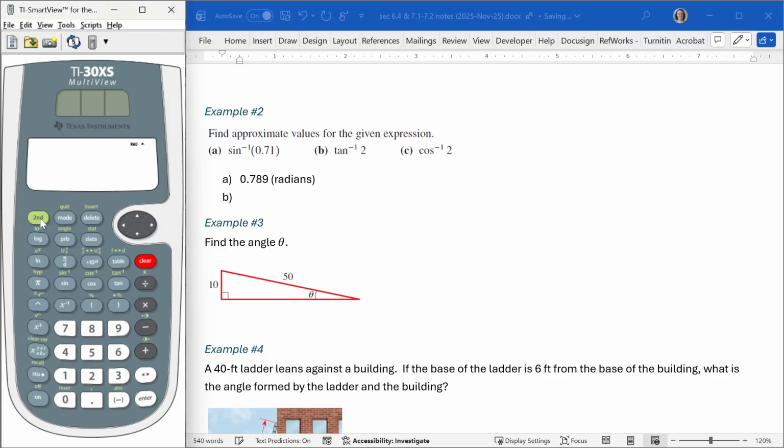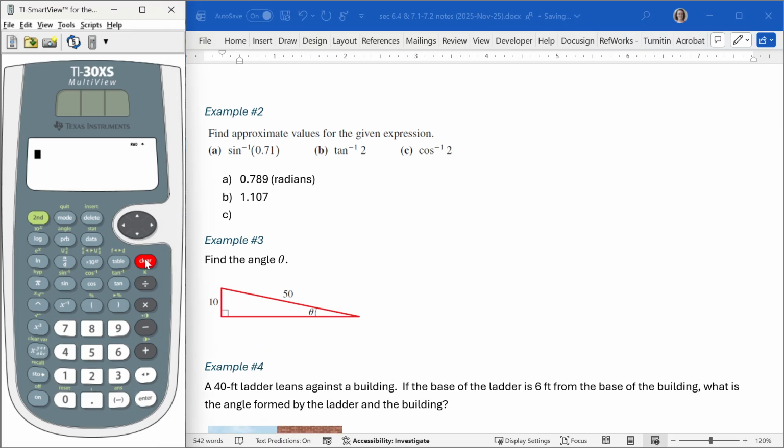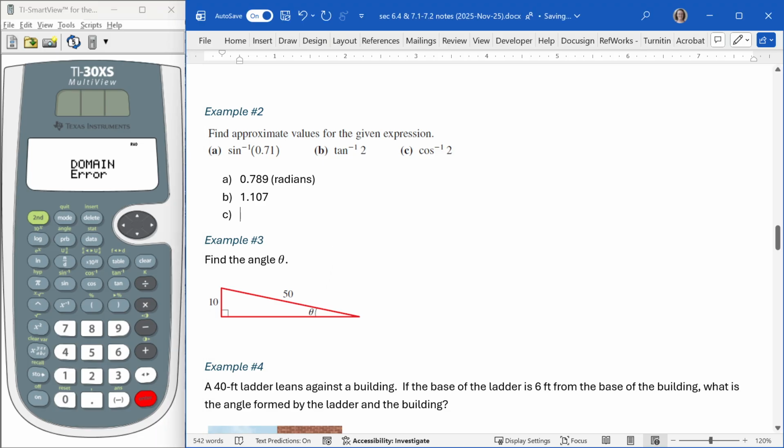All right, the next one is tangent inverse, so second tan, and I'm going to put 2. Okay, so 1.107, and then the last one, I already know something is funny about this last one. Let's see if you can see it. Cosine inverse of 2. What's wrong with this? Yeah, this last one is impossible. Okay, so why is this impossible? Because there's no angle that has a cosine of 2.